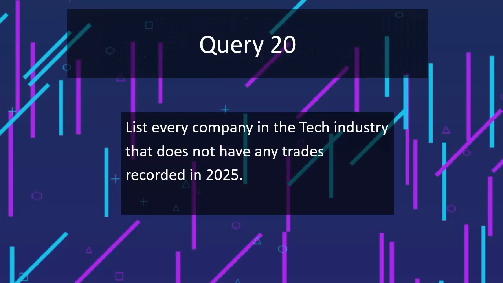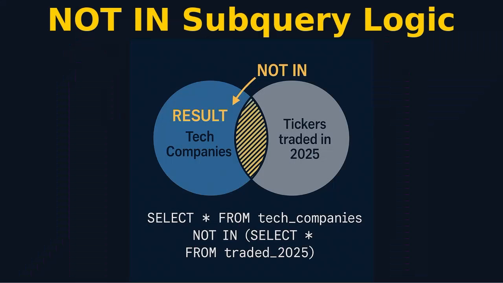Here is the question for query 20. List every company in the tech industry that does not have any trades recorded in 2025. Sometimes the most interesting data point isn't who traded, it's who didn't. Today's mission is to list every tech company that shows 0 recorded trade days in 2025.